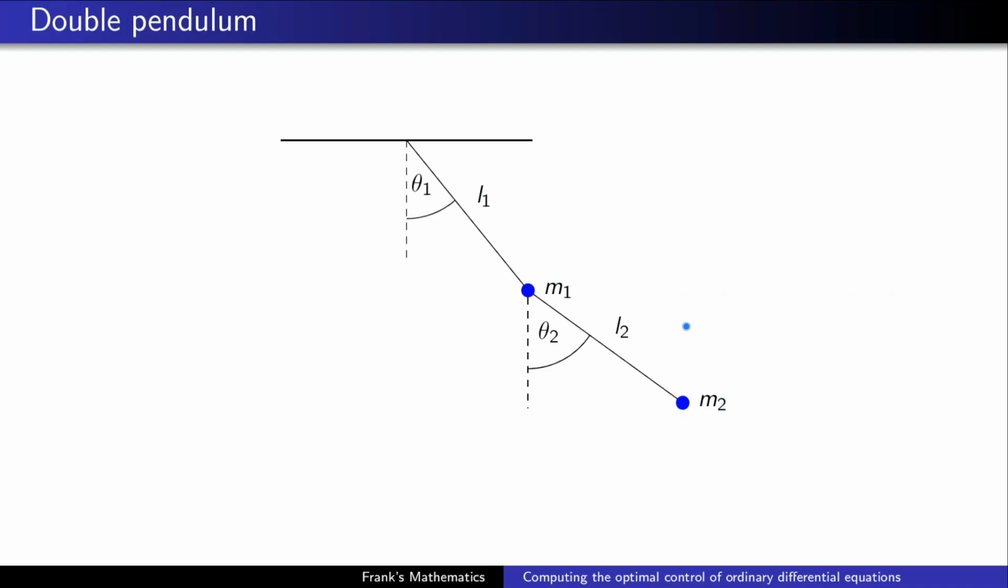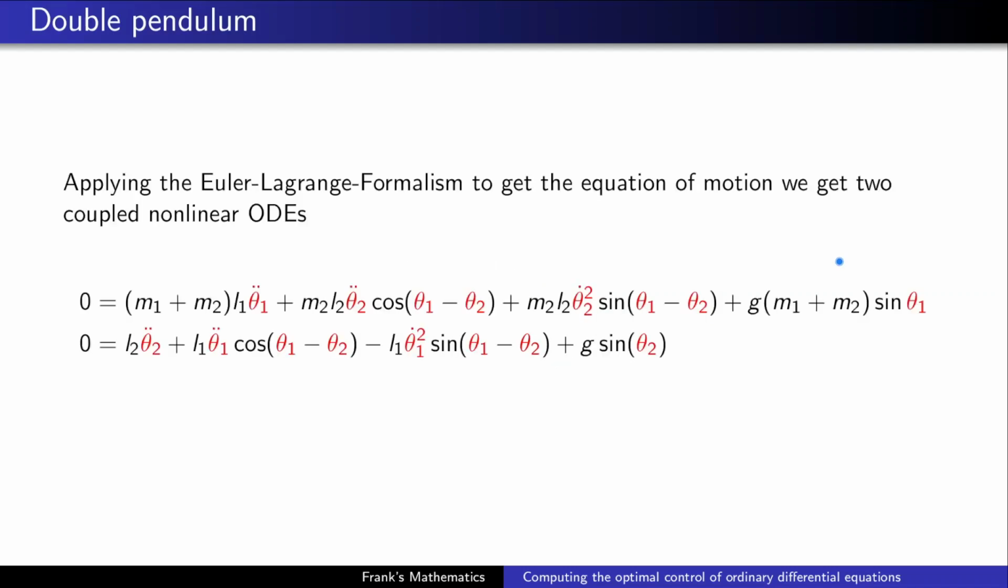And to get the equations of motion, I just apply the Euler-Lagrange formalism, because at the end we need to get our ODE, and the ODE is derived by using the Euler-Lagrange formalism. However, it's not that hard to get this. It's just a bunch of derivations and calculations. But in the end, we get 2 coupled nonlinear ODEs. In red, I marked θ1, θ' and θ'', because these are the important parameters we want to control and we want to steer. Because with this, we can control our system.